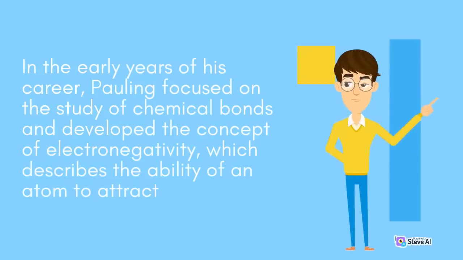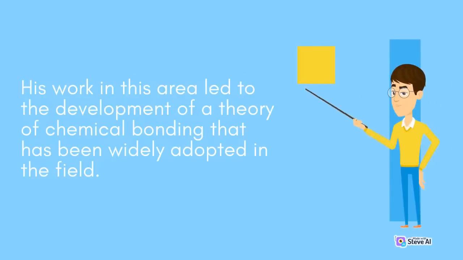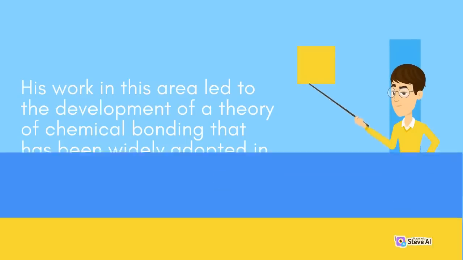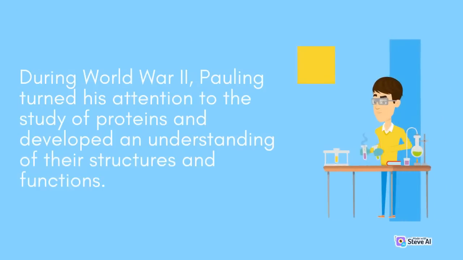In the early years of his career, Pauling focused on the study of chemical bonds and developed the concept of electronegativity, which describes the ability of an atom to attract electrons. His work in this area led to the development of a theory of chemical bonding that has been widely adopted in the field. During World War II, Pauling turned his attention to the study of proteins and developed an understanding of their structures and functions.